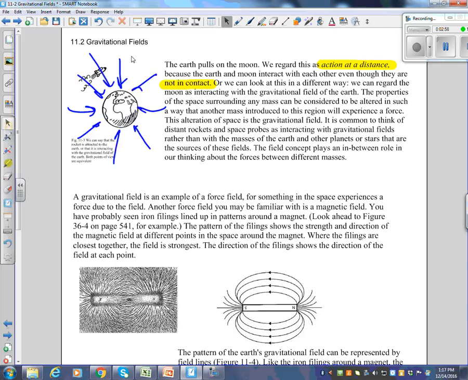Okay? So there is this contact. We use this concept of the field to explain, to model why there is no contact. And we call this action at a distance. The properties of the space surrounding any mass can be considered to be altered in such a way that another mass introduced to this region will experience a force. This alteration of space is the gravitational field. It's common to think of distant rockets and space probes as interacting with gravitational fields rather than with the mass of the Earth and other planets or stars that are the sources of these fields. The field concept plays an in-between role in our thinking about the forces between different masses.